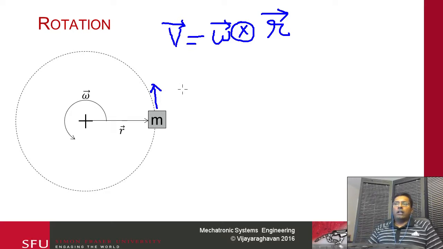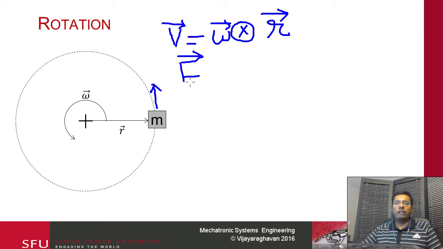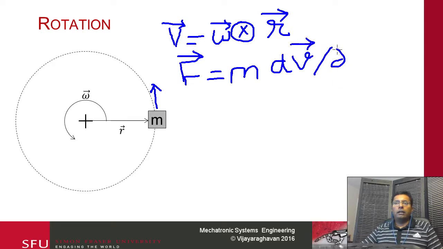So why are we interested in velocity? It's because the acceleration is the rate of change of velocity. Again, acceleration is a vector, you need to be aware of that. And then my force is mass times my acceleration, which is mass times the rate of change of velocity. So my F, which is a vector, is equal to mass times d of this, keeping in mind this is a vector, divided by dt.